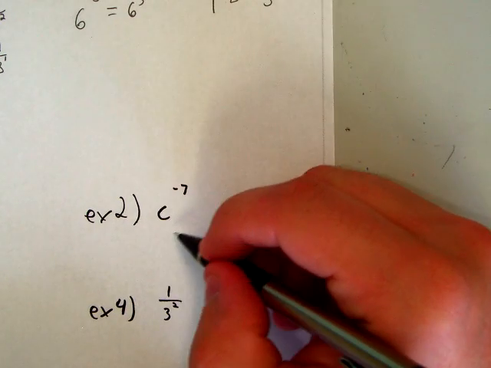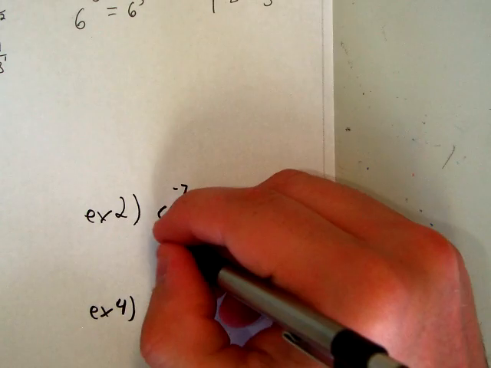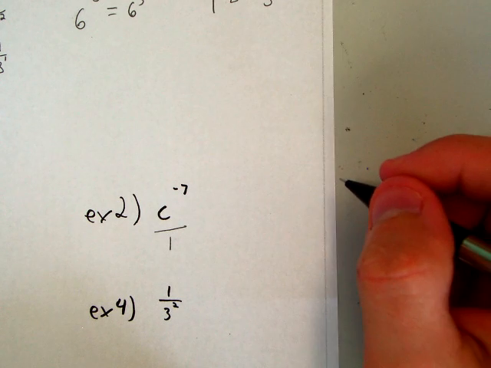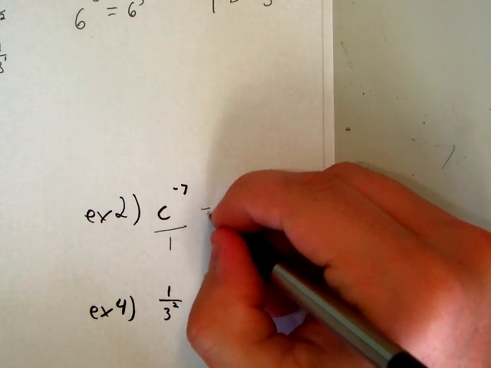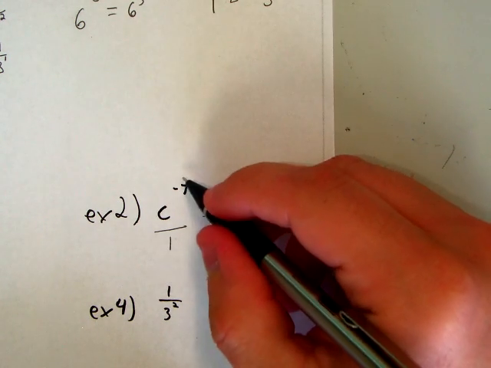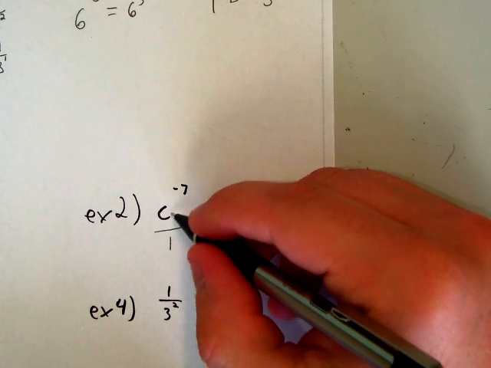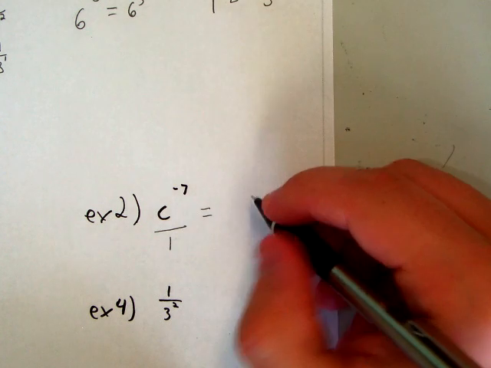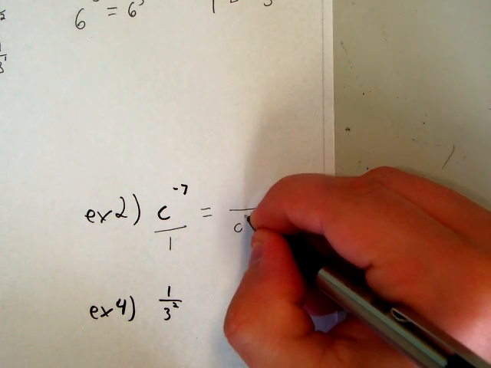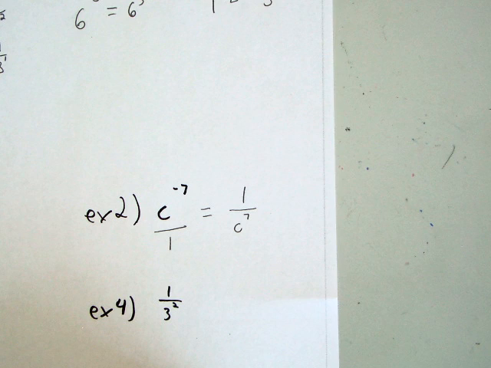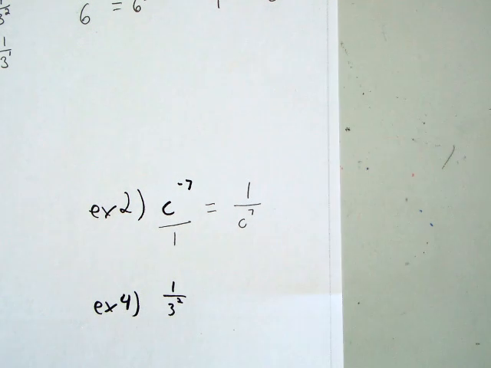Example 2. Same thing. I have c to the negative seventh. This is in the numerator. So in order to get a positive exponent, I have to flip it to the other part. So c to the negative seventh in the numerator becomes c to the positive seventh in the denominator.